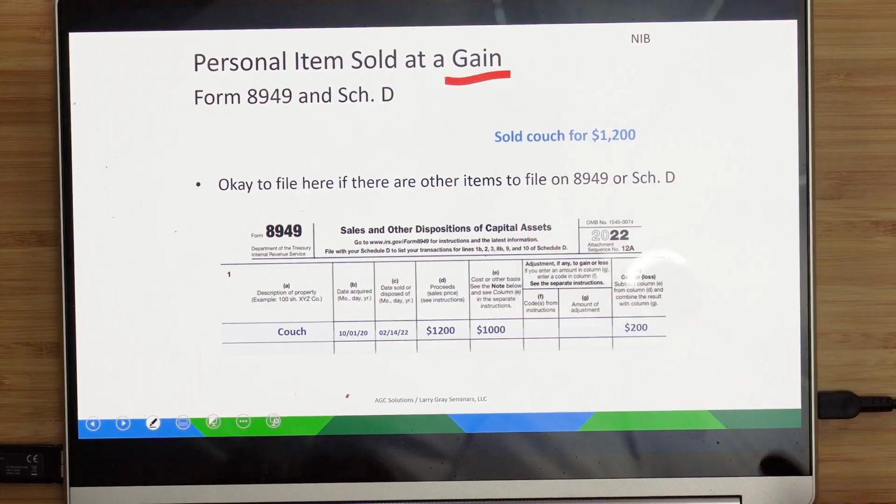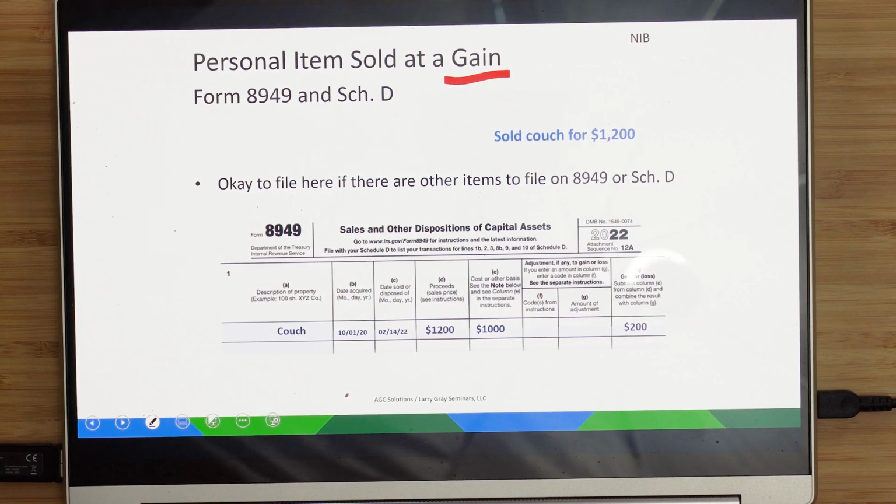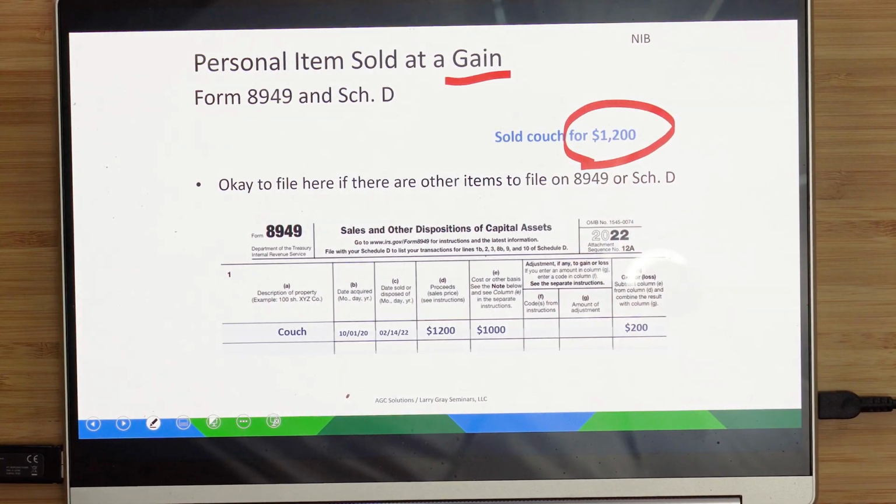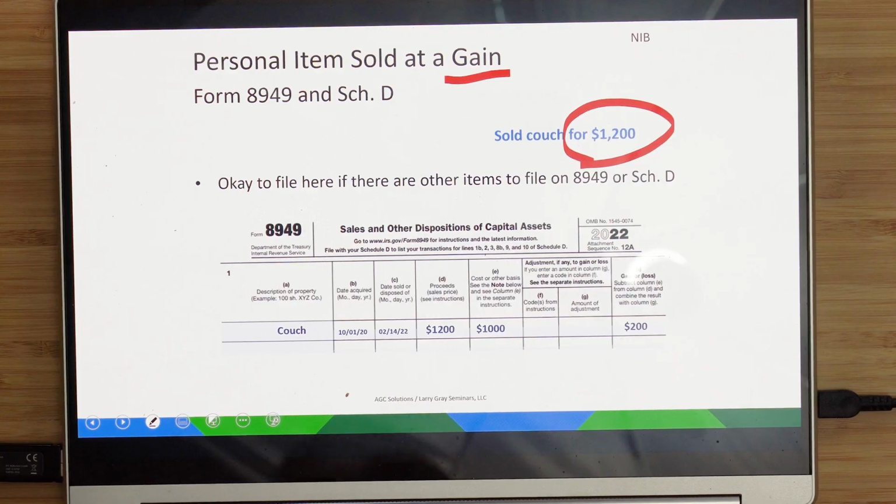So now let's look if we sold it at a gain. So here we're going to sell this at a gain. So we sold the couch for $1,200 instead of $600. In that case, because it's a gain, I'm going to stop and give a little tax advice in general. See, if you have a gain, then we're going to say it's personal. It's a capital gain. I want to pay the least tax I can.